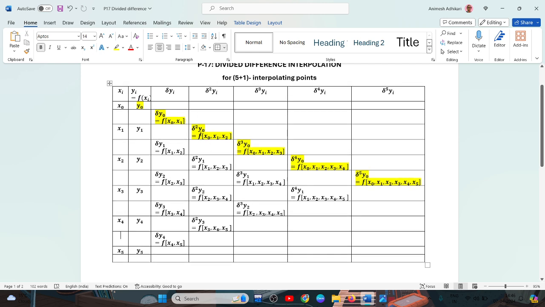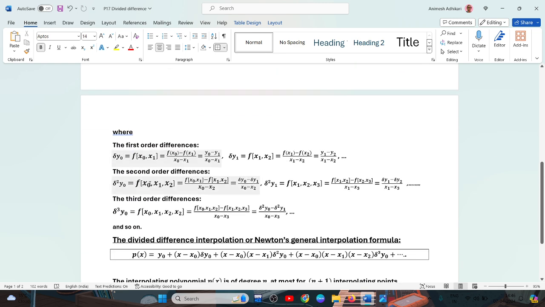Second order divided difference, delta 2 y0, is equal to f[x0, x1, x2]. So this is equal to (delta y0 - delta y1)/(x0 - x2). Delta 2 y1, the second order difference, is equal to f[x1, x2, x3]. This equals (delta y1 - delta y2)/(x1 - x3). So these are the second order differences.